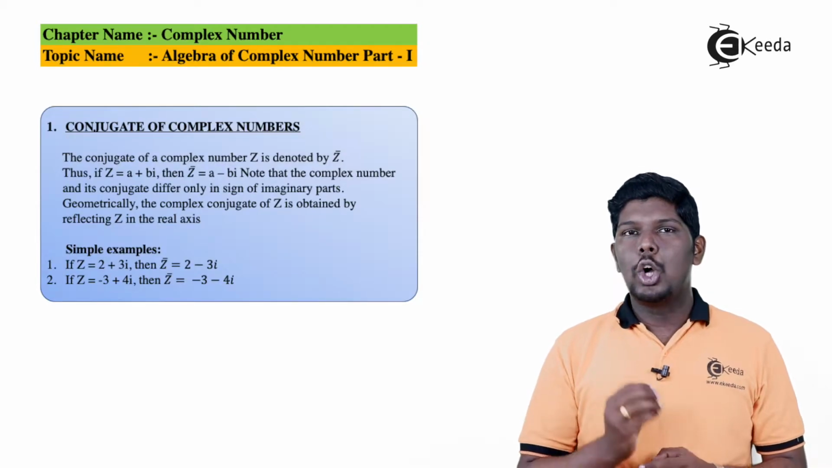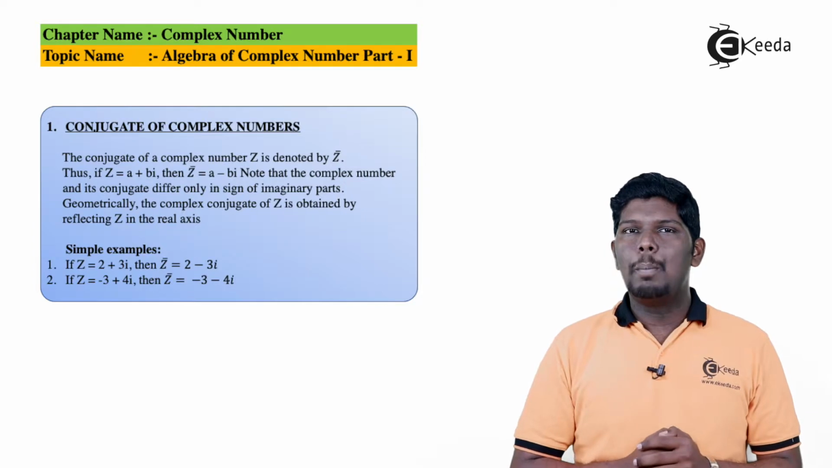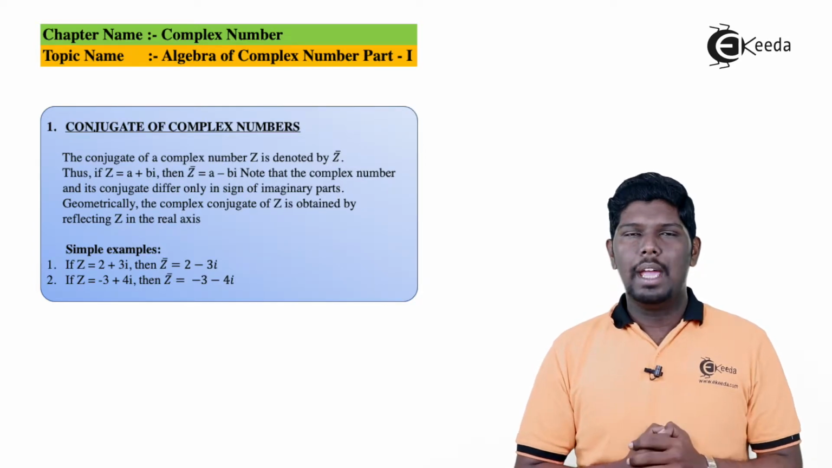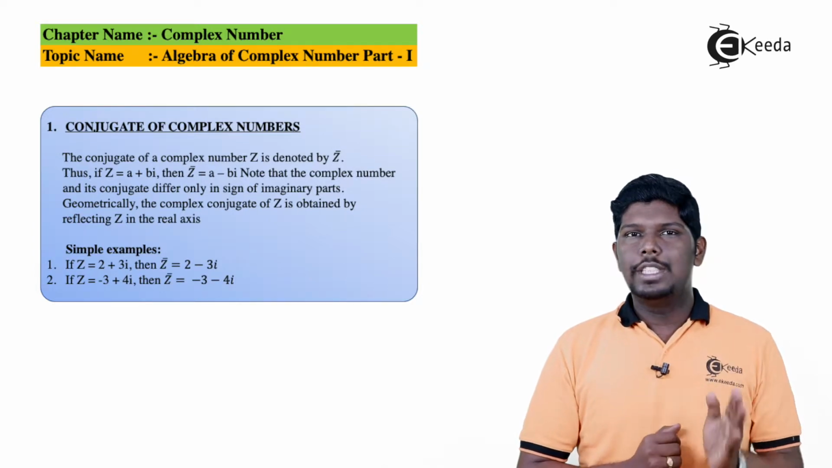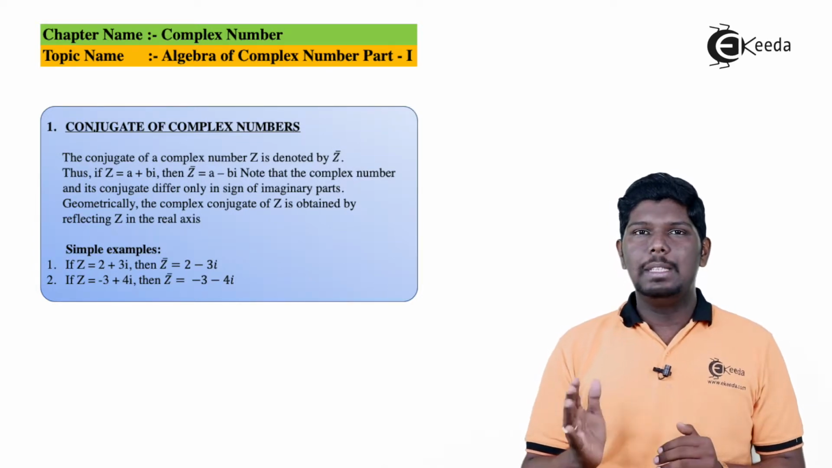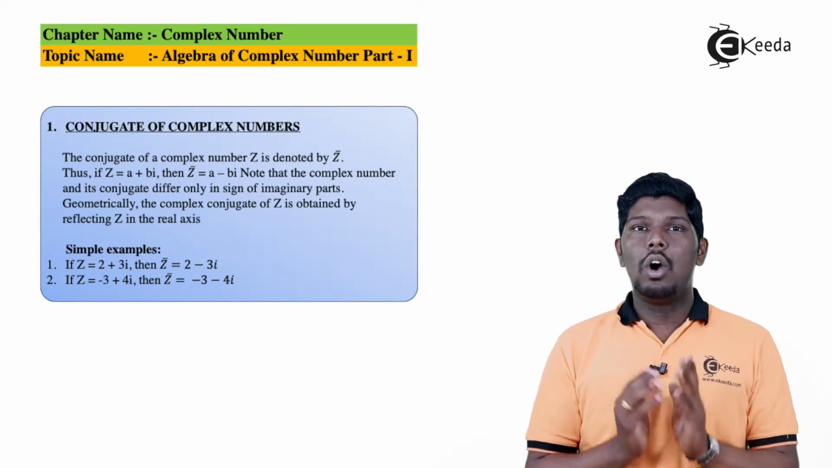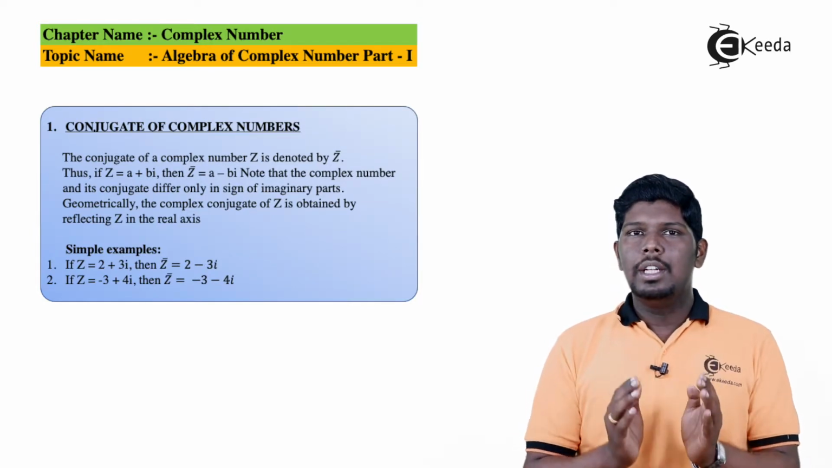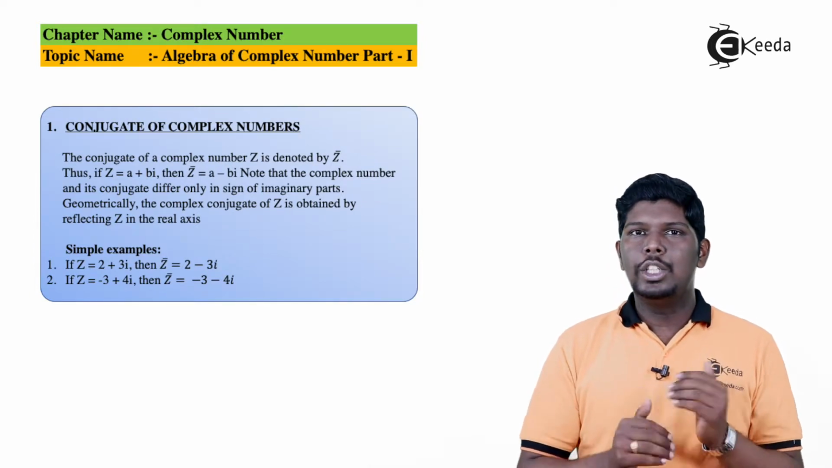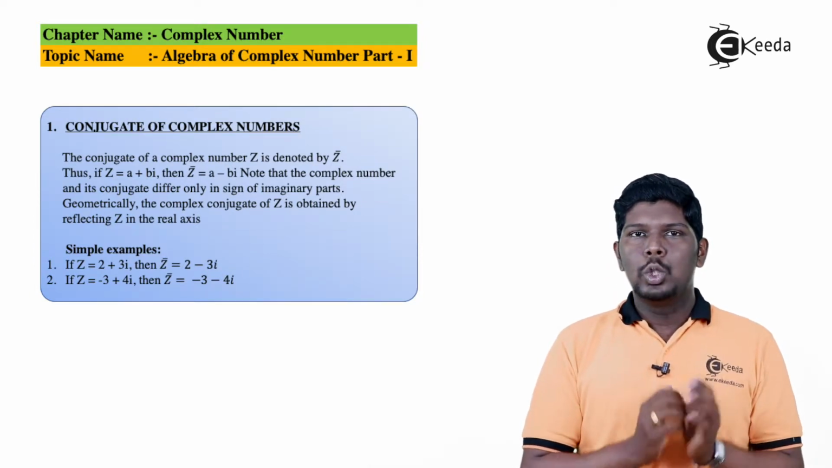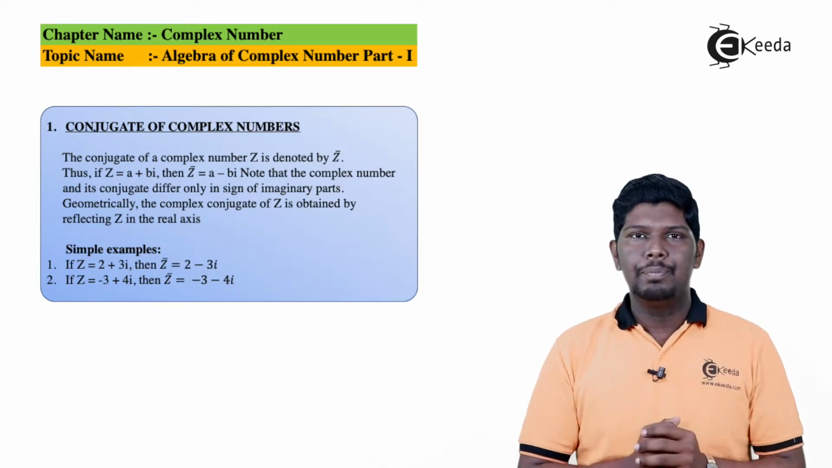Now first is conjugate of complex number. What is conjugate? If we have a complex number z equal to a plus bi, its conjugate is represented by z bar. So z bar will be equal to a minus bi. In case of conjugate, you need to change the sign of the imaginary part. Here the imaginary part bi was having a positive sign, so its opposite will be a negative sign. So the conjugate of a plus bi will be equal to a minus bi.